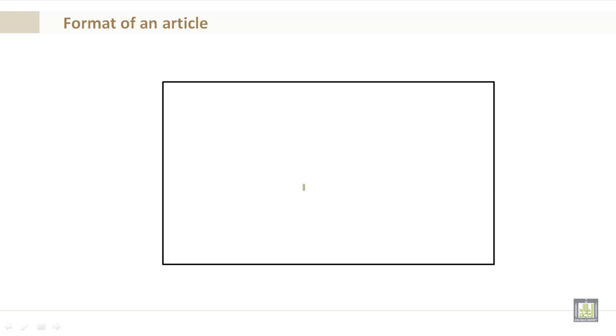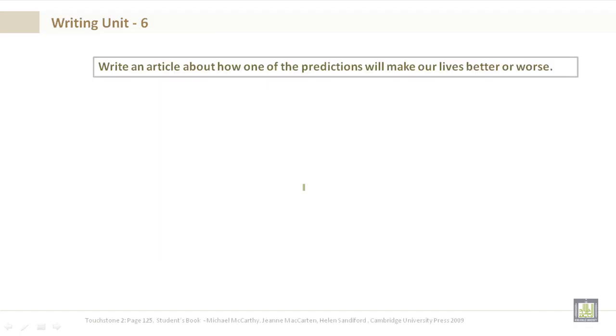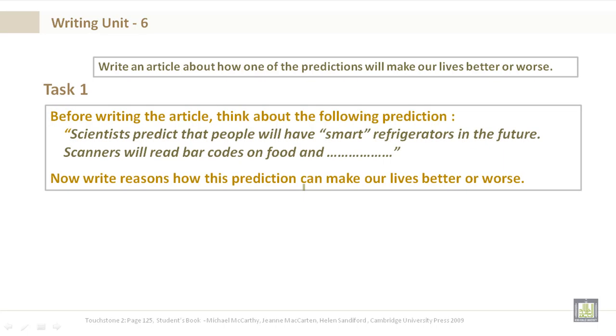Let's take a look at the format of an article. And by now, through Units 1 through 5, you should have established the trend. You have a topic, an introduction, a body, and a conclusion. Now, I would like you to write an article about how one of the predictions will make our lives better or worse. Let's take a look at some examples.